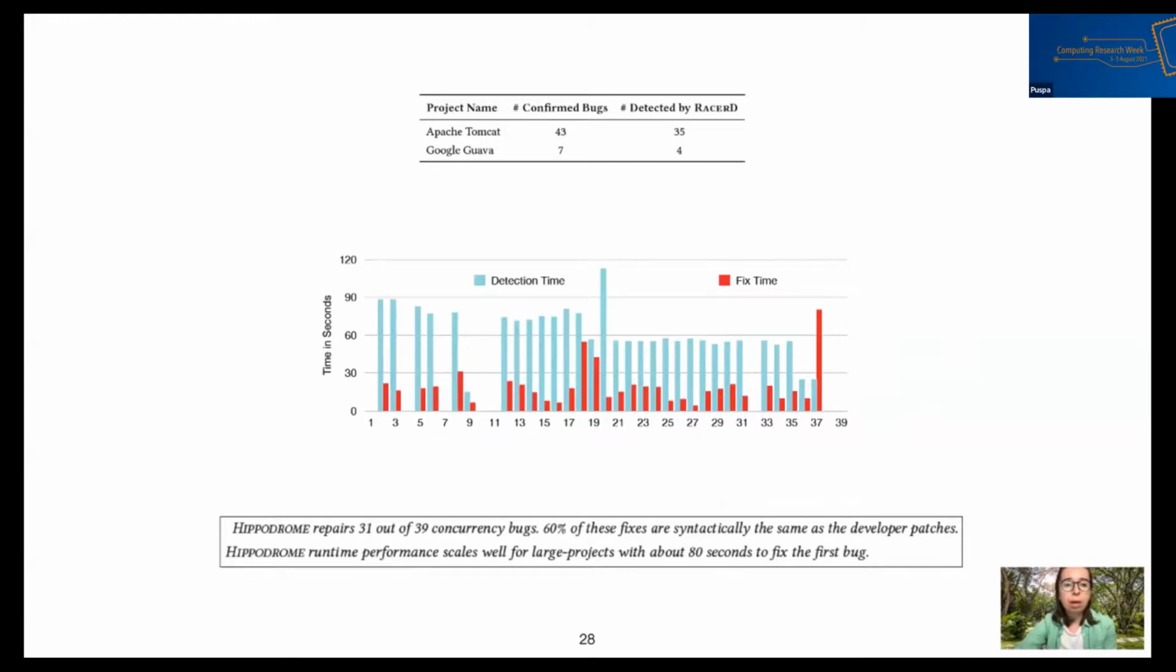Repairs for 18 bugs were syntactically the same as the developer fixes. And actually, in 2 cases, Hippodrome generated better repairs, introducing less overhead. Overall, Hippodrome runtime performance scales very well for a large project with roughly less than 80 seconds per bug, starting from a cold setup.